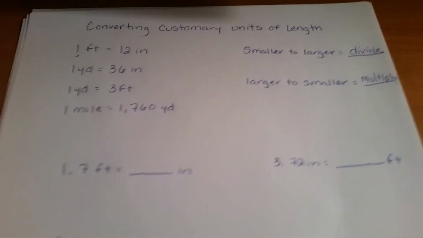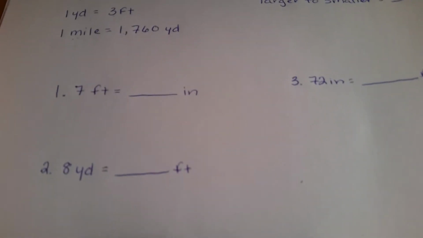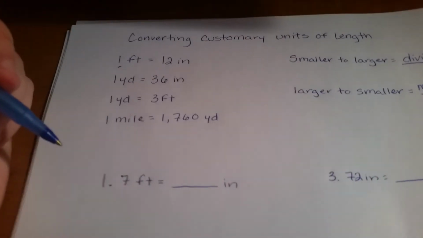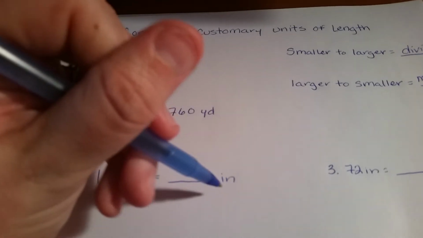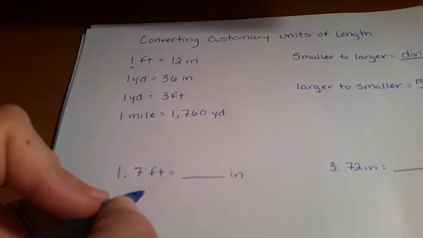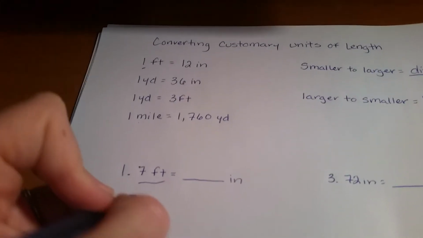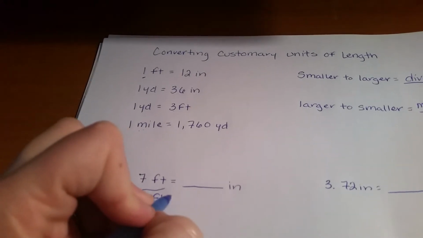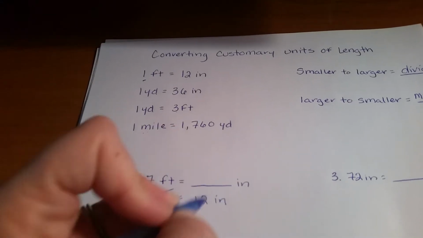Okay. So now let's take a look at some examples here. The first example here that I have is 7 feet equals how many inches? Well, I want to look at my conversion and I want to think, am I going from a larger unit to a smaller unit or smaller unit to larger? So the first thing I want to write down is the conversion. So how many inches are in 1 foot? So 1 foot equals 12 inches.